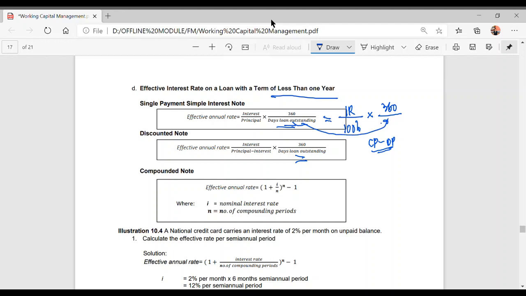So this one discounted siya, so that's interest rate over 100% minus the interest rate times again 360 and the days loan outstanding. If it is a compounded note, so this would be the formula. It's 1 plus I over n to the power of n minus 1. Our n here is the number of compounding periods and I here is our nominal interest rate.